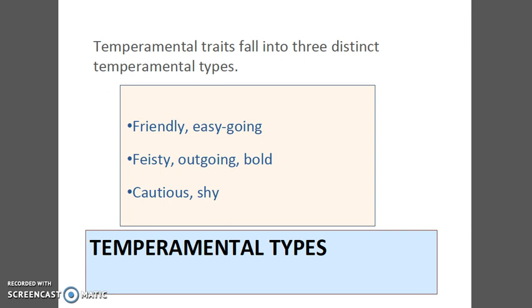Temperamental traits combine in different variations, which then fall into one of the 3 different temperament categories. The first category can be referred to as friendly, easygoing, or flexible. The second category is feisty, outgoing, bold, fiery, and the third is cautious, fearful, shy, or slow to warm.